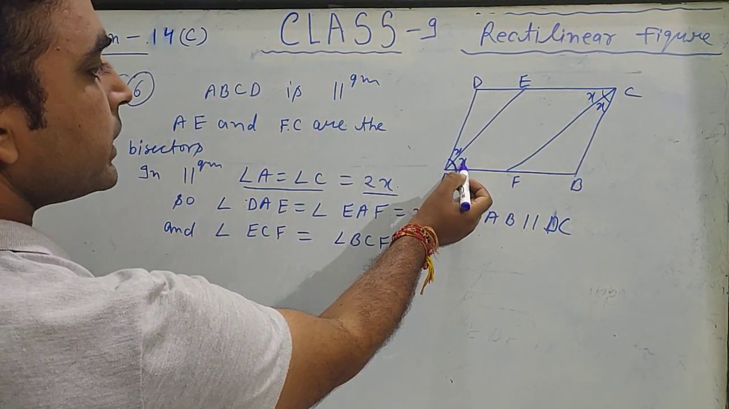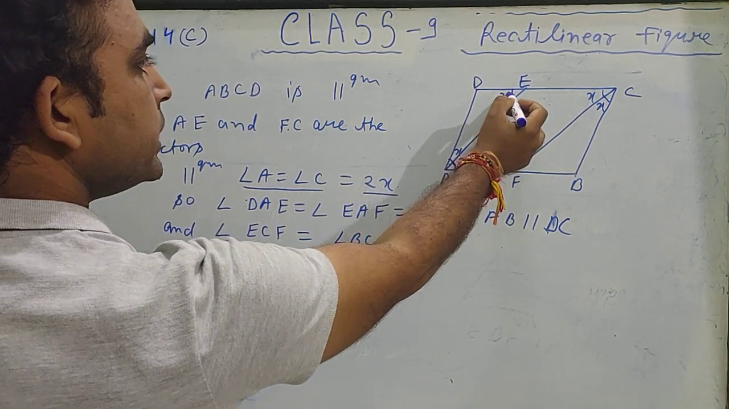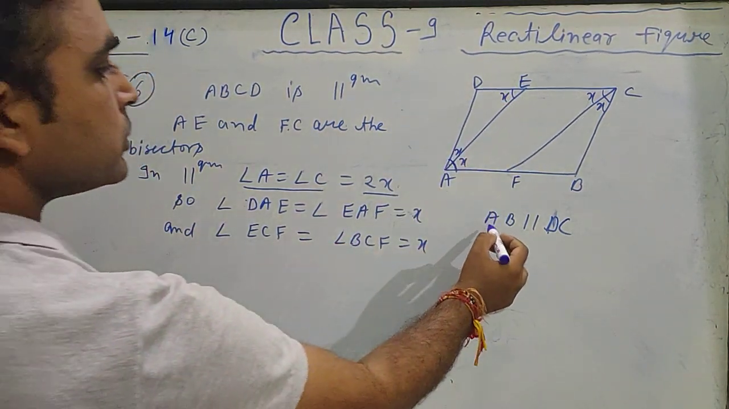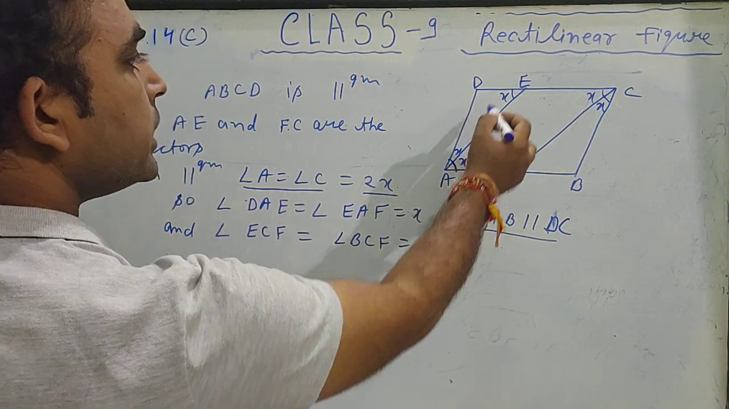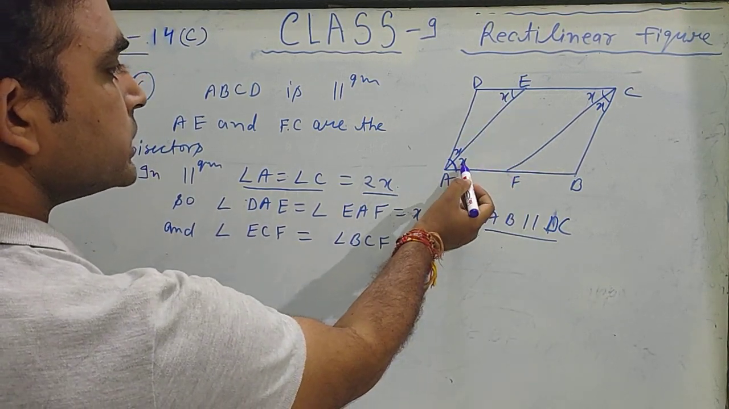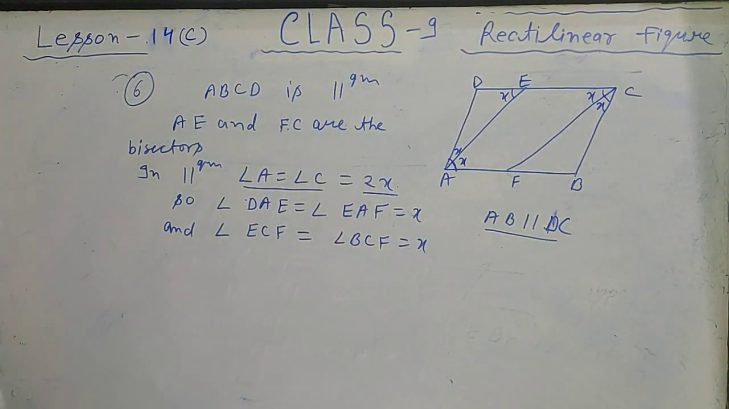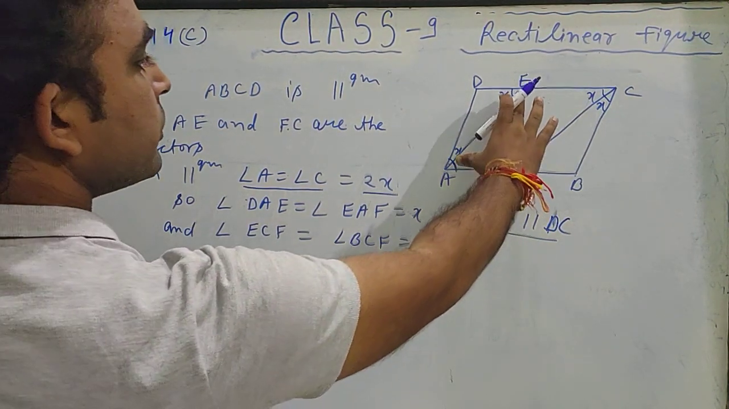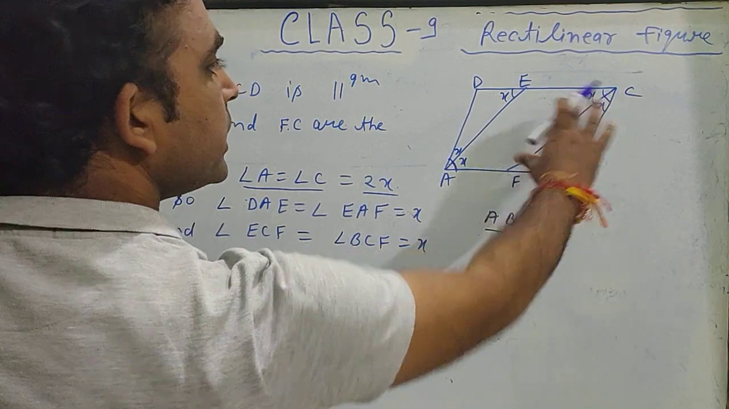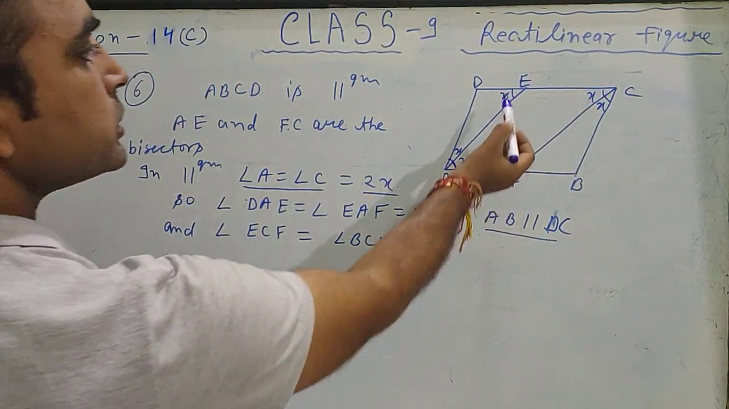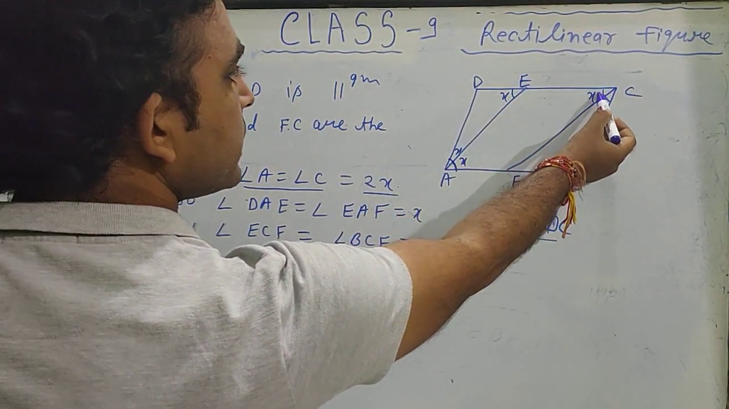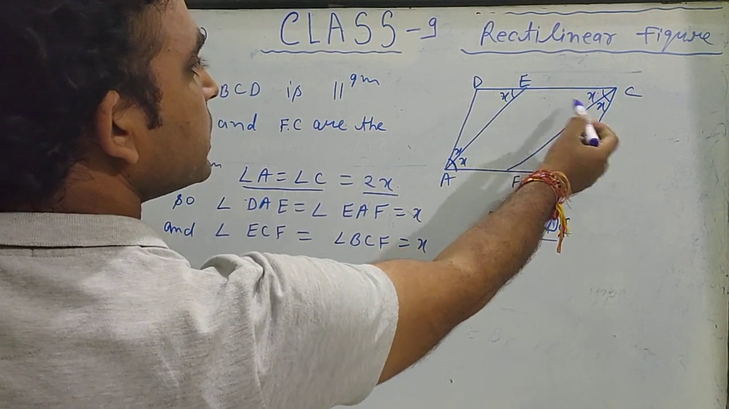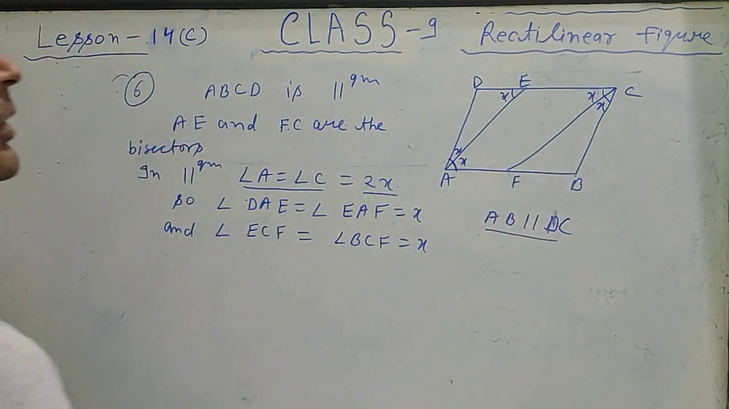So this angle is x, so this will also be x. Why? Because both lines are parallel, so interior alternative angles will be equal. So this angle is x, so this will also be x. Now we have to prove that AE parallel to FC or not, because this angle is x and this angle is x, both are x. That's why both lines are parallel, because this is the condition of corresponding angles.